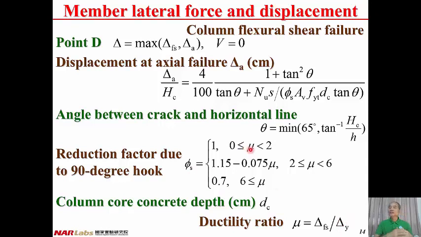When ductility is small, that means the deformation is small, phi_s is larger, equal to 1. When the ductility ratio is higher than 6, phi_s is reduced to 0.7. And linear interpolation is used to find phi_s when mu is larger than or equal to 2 and less than 6. And A_v is the cross-sectional area of the transverse reinforcement. With larger A_v, the denominator becomes smaller, then the deformation capacity becomes larger. And f_yt is the yielding strength of the transverse reinforcement. And d_c is the depth of the core concrete.